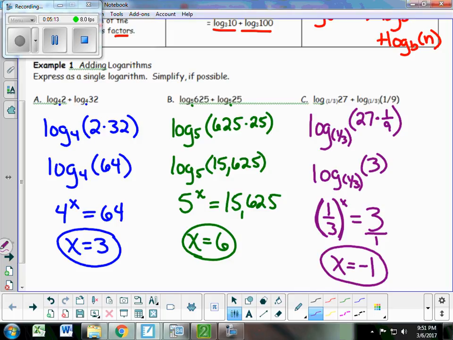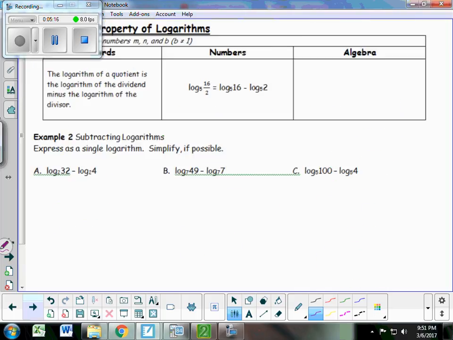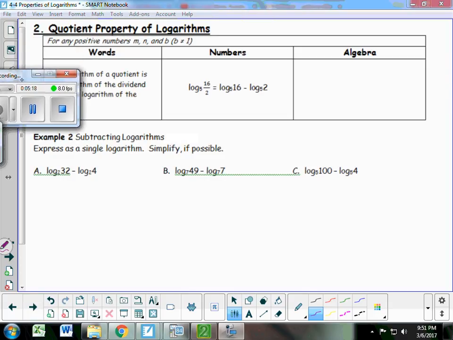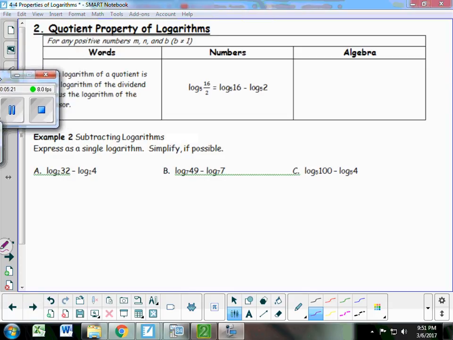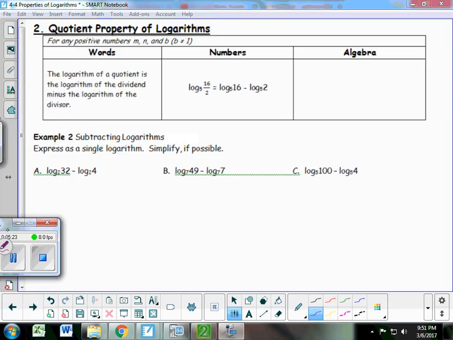All right, so that's the product property of logarithms. Now for the quotient property of logarithms. In words, the logarithm of a quotient is the logarithm of the dividend minus the logarithm of the divisor. So now we're going from quotient to subtraction. Here's an example. Log base 5 of 16 divided by 2 is equal to log base 5 of 16 minus log base 5 of 2. Notice how one logarithm becomes two logarithms. Same base, the division becomes a subtraction.